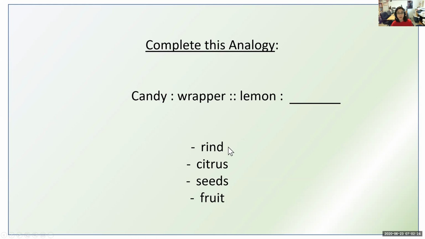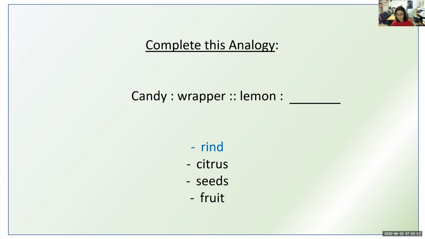So does the rind go around the lemon? Does the citrus go around the lemon? Do the seeds go around the lemon? Or does the fruit go around the lemon? Well, it definitely seems like rind would go around the lemon, because lemon rind. So we would have candy is to wrapper, just as lemon is to rind. You can see that both of these are similar. They're making a comparison because the candy wrapper is going to wrap around the candy and the lemon rind is going to wrap around the lemon. So that's why the answer is rind.